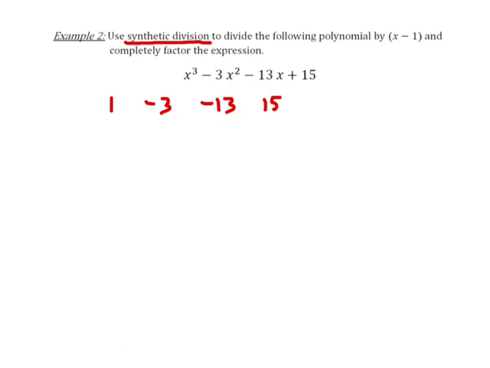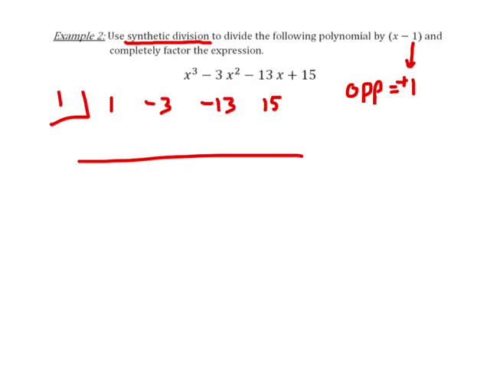Our next step is to take the opposite of this factor. The opposite of negative 1 is positive 1. We can also think of that as the 0 of this, because if this is a factor, then 1 will make this all 0. So we take positive 1 and put it in a little box over here to the left.